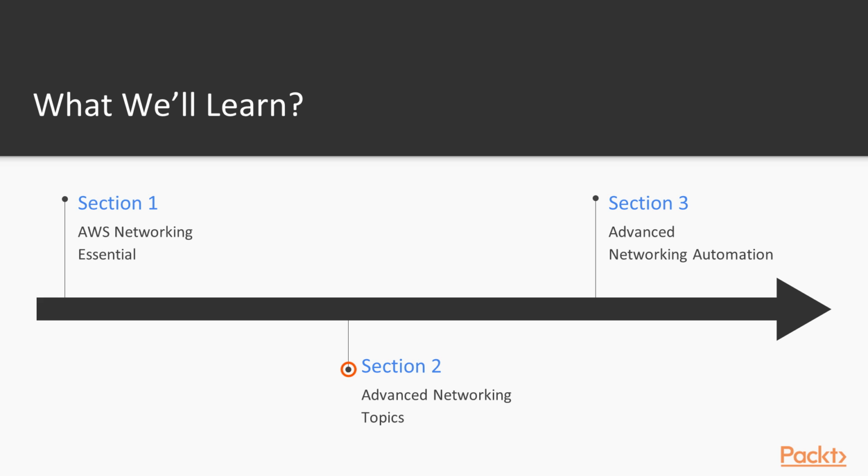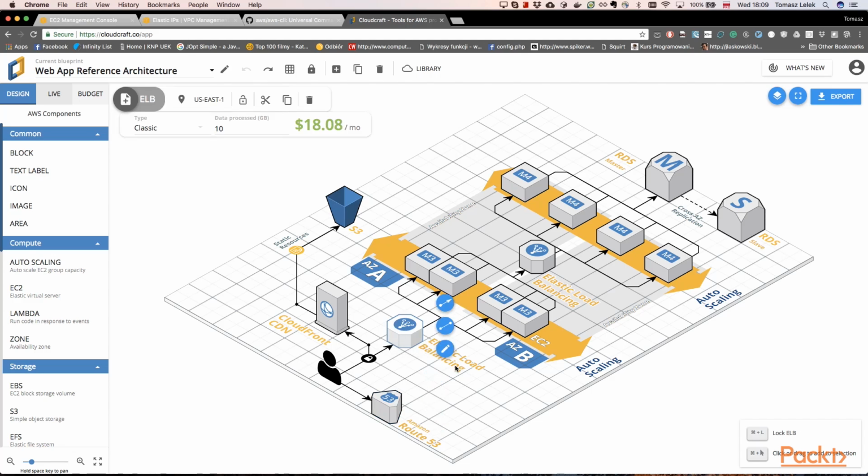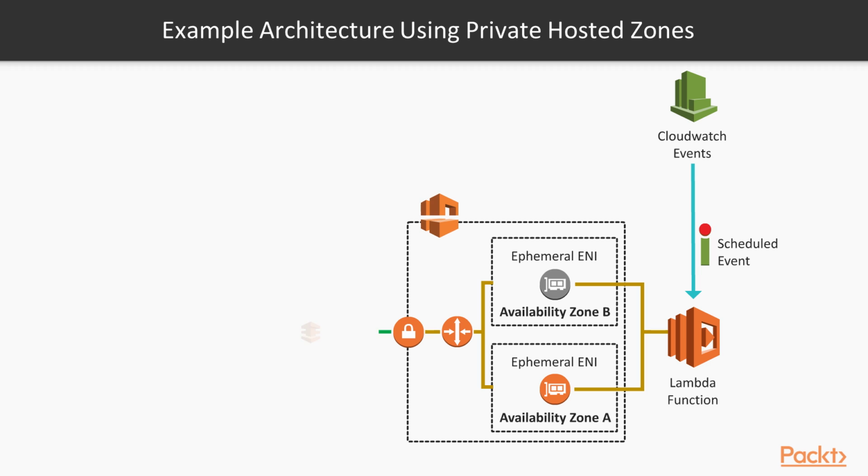In the second section, we will be looking at the more advanced networking topics. So there will be an introduction of AWS command line interface. We will see how to create AWS architecture diagrams, and we will be looking at the Route 53 tool that is used to route traffic to our virtual private cloud.